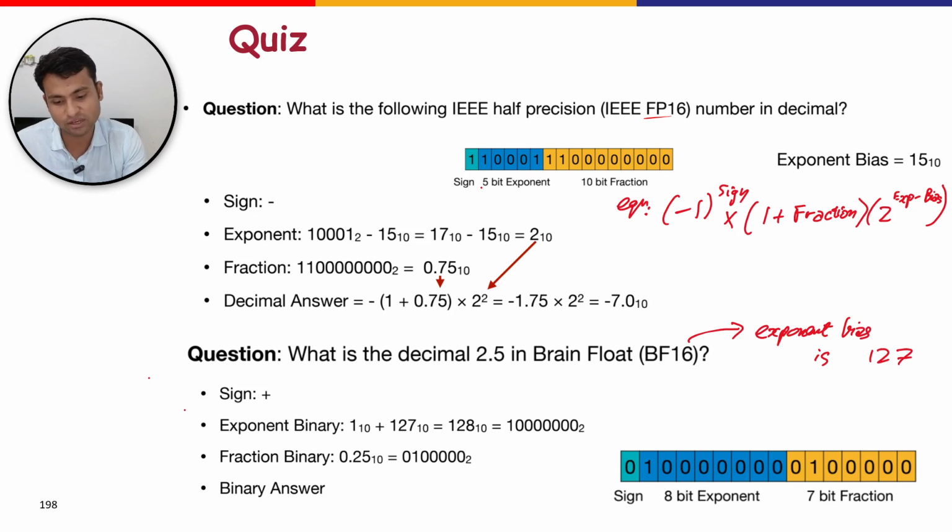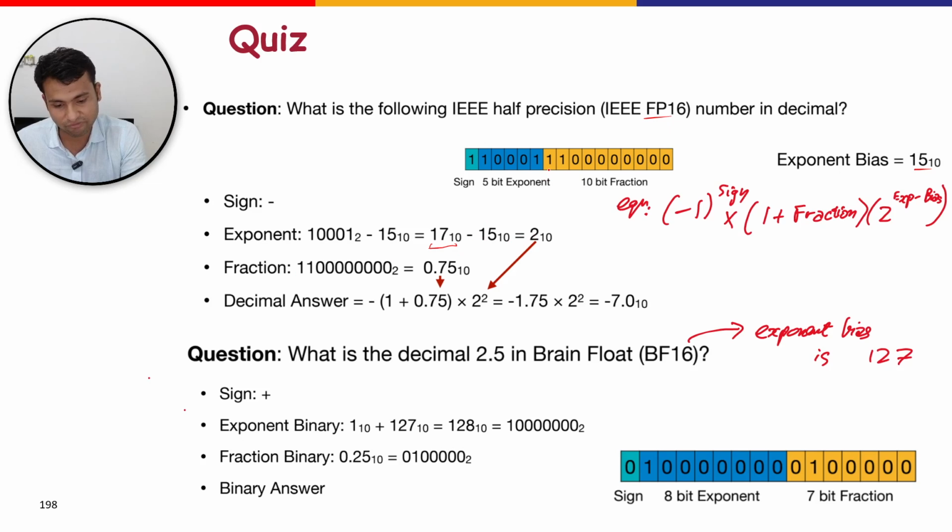Here, how many bits do you have for the exponent? 5. So what will be the exponent bias? 2 raised to the power 5 minus 1, which is 4, minus 1, which is 15. So 15 is your exponent bias. So anytime you have to actually calculate what this exponent is, 10001 is what? 17 in decimal representation. 17 minus 15 gives you 2.